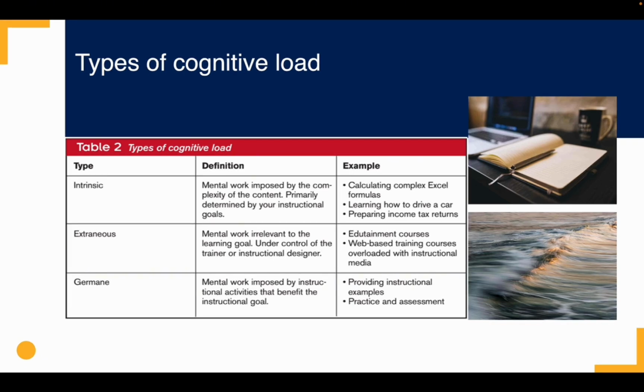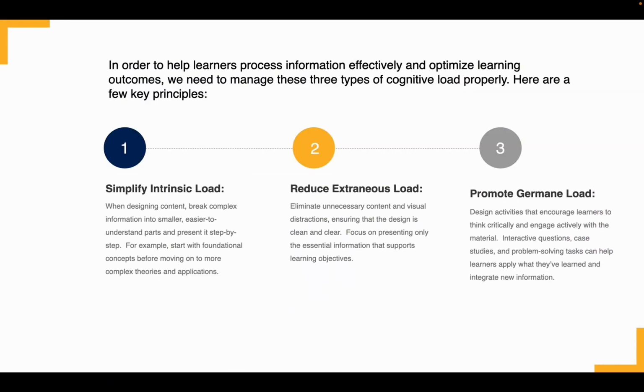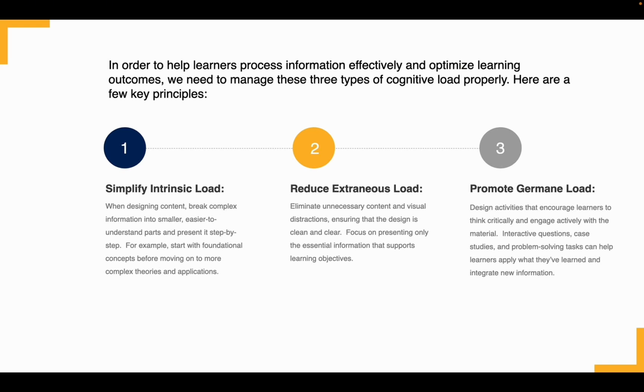Then I gave this table about types of cognitive load to help us understand these assumptions more clearly. It's about type, definitions, and example. In order to help learners process information effectively and optimize learning outcomes, we need to manage these three types of cognitive load properly. And here are some key points to help us process information effectively.